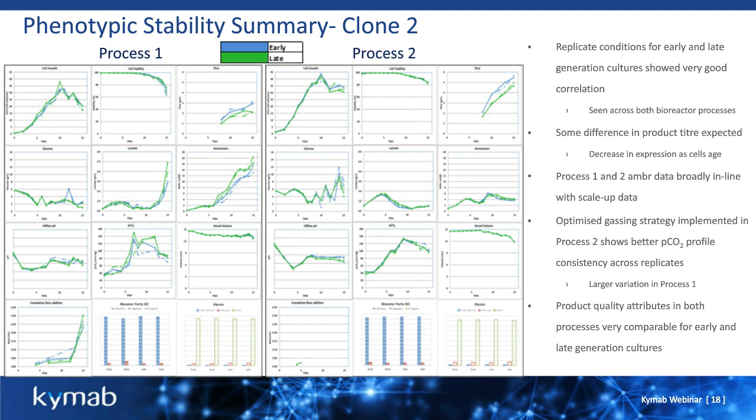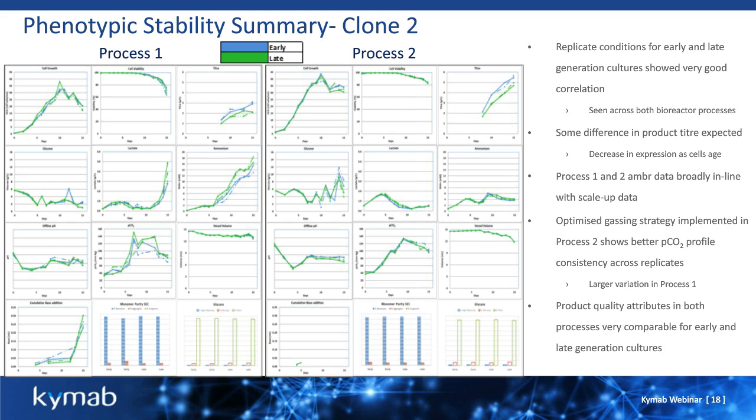The implementation of the optimized gassing strategy for process 2 greatly improved the consistency of the PCO2 profile across the replicates, while a larger variation was seen for process 1. And you can clearly see this by looking at the PCO2 chart in row 3 for both conditions.